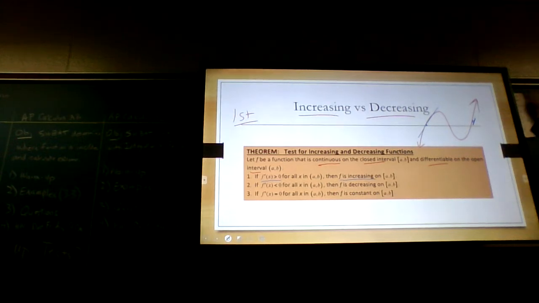If all the derivatives are positive, then the function is going up. It's getting bigger. It's increasing. That makes sense. The rate of change is positive, which means it's adding. It's increasing.